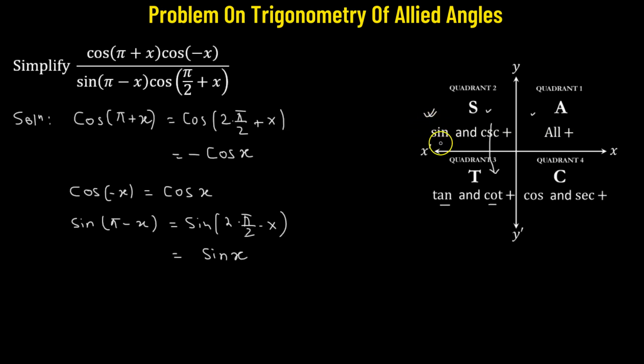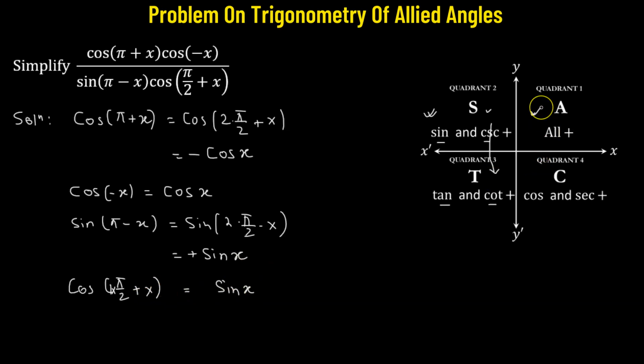So that means in this quadrant, the sine and cosecant are positive. So our final value is also going to be positive sine x. And then we have cosine of pi over 2 plus x. So here we have an odd multiple of pi over 2. That's because we have 1 times pi over 2. So cosine must transform to sine whenever we have an odd multiple. So it will be sine x, and we have to check in which quadrant we lie.